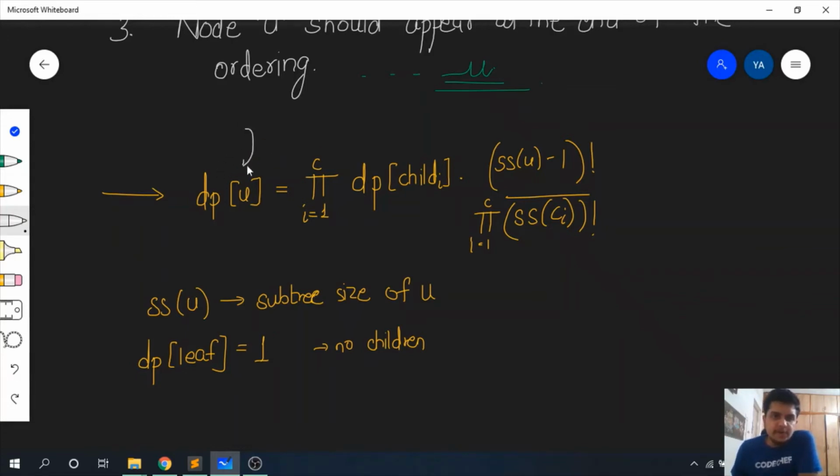DP of U, where U is a node in the tree, is equal to the multiplication of DP of child of i, where child of i is a child of the U-th node, into SS of U minus 1 factorial, where SS is the subtree size of U, divided by the product of all the factorials of the subtree sizes of its children. Now let us see a short proof of where this DP came from.